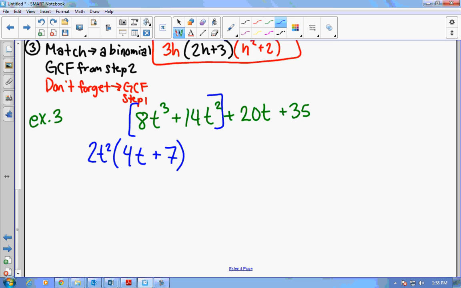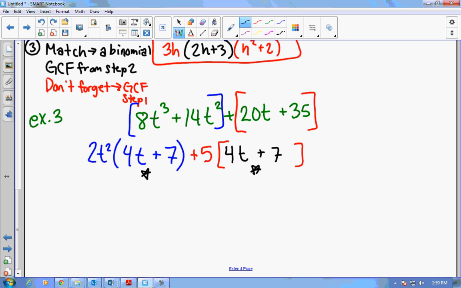Now we have to group the next one. Greatest common factor on 20t and 35. 5. So I pull a positive 5 out, and I write what's left. You can use parentheses or brackets. They do the same thing. So I have 4t, looking good so far, plus 7, matchy matchy.